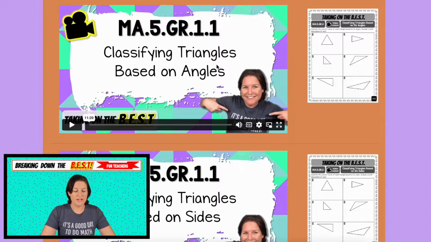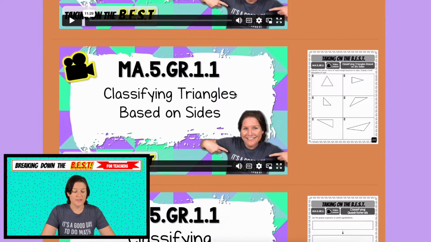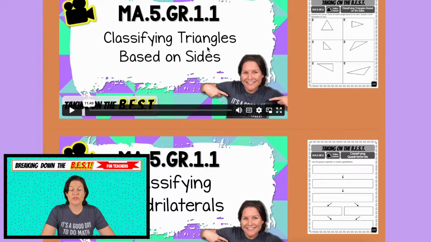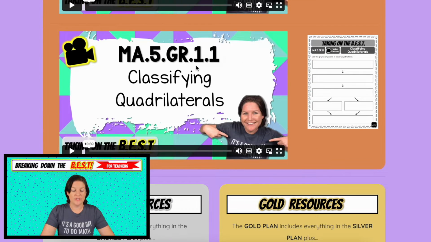Here are the video lessons. We have classifying triangles based on their angles. So we'll be taking a look and using a square corner to determine what types of triangles these are based on their angles. The next video lesson is classifying triangles based on their side lengths. So this is where we'll talk about equilateral triangles, isosceles triangles, and scalene triangles. Then the third video lesson is classifying quadrilaterals using this flowchart right here.